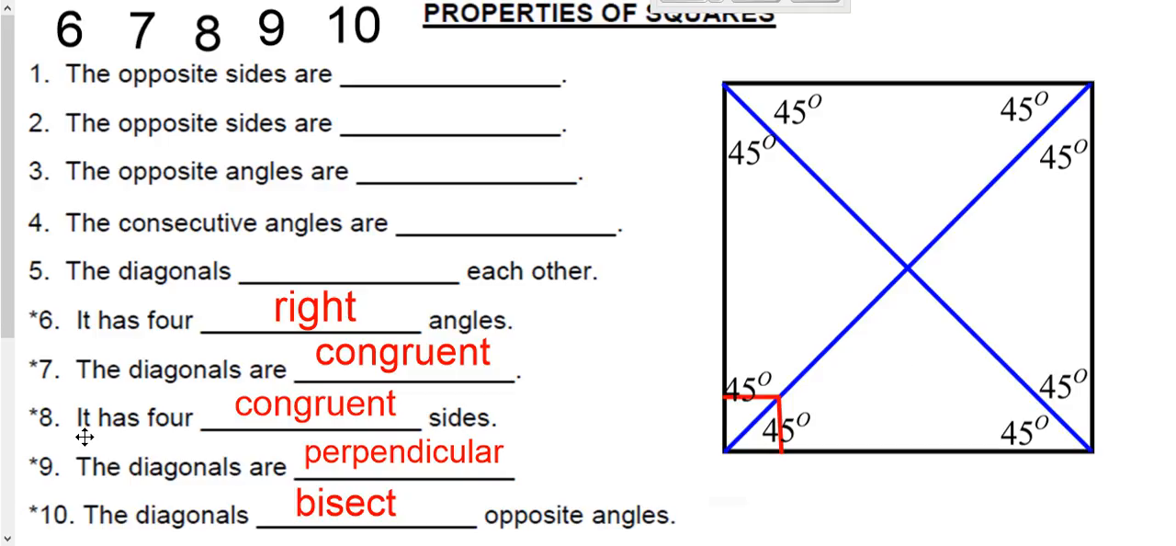So let's take a peek. Let's call this part 2. You're going to go ahead and finish up your foldable for a square, properties of square, and then we'll look at some examples.